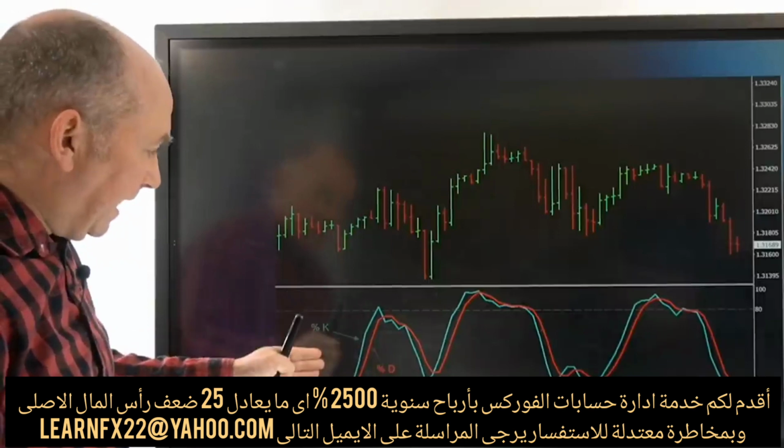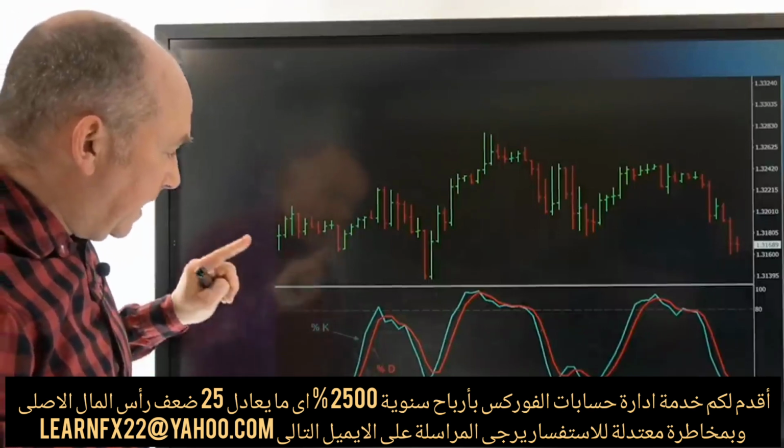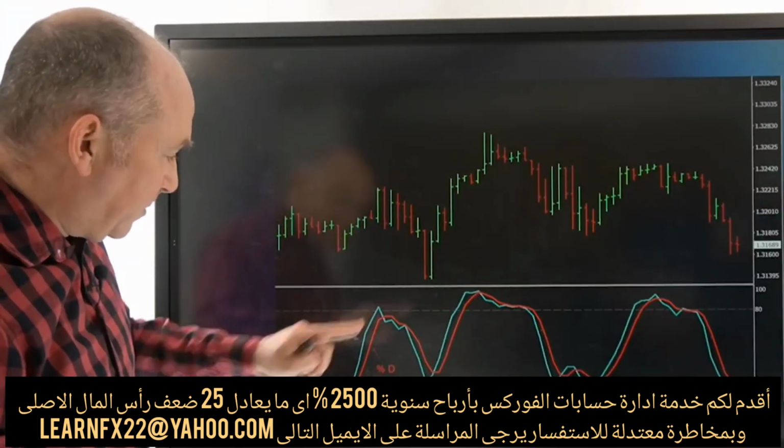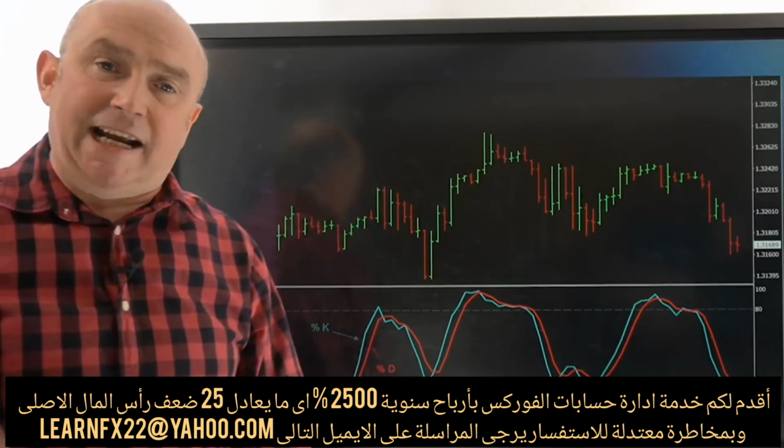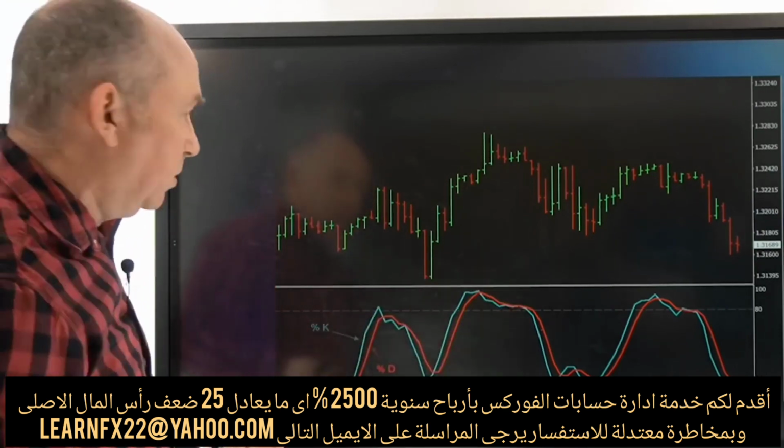So you've got the K line, that is the stochastic line. That basically is represented in blue, and you've got the moving average of the K line in red. That's basically how it will look on the chart.